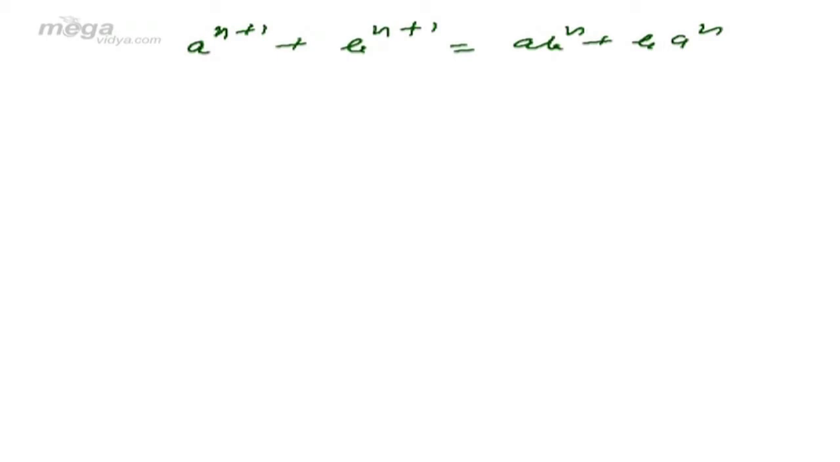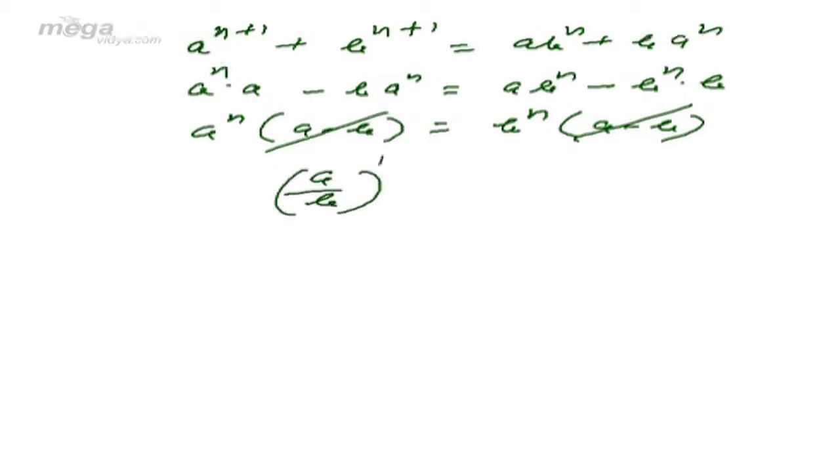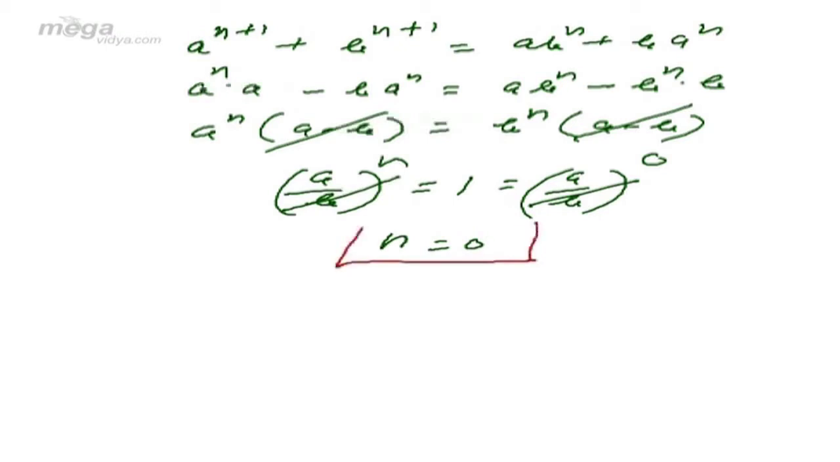For this, I split a^(n+1) into two parts, a^n into a, and the a^n here we shift to this side. Then we get ba^n is equal to ab^n minus b^n times b. Here we can take a^n common, it becomes (a - b), and on this side we take b^n common, then we get (a - b). This and this get cancelled, then we get (a/b)^n is equal to 1, which is also equal to (a/b)^0. This and this get cancelled, we get n is equal to 0. This is the value of n.